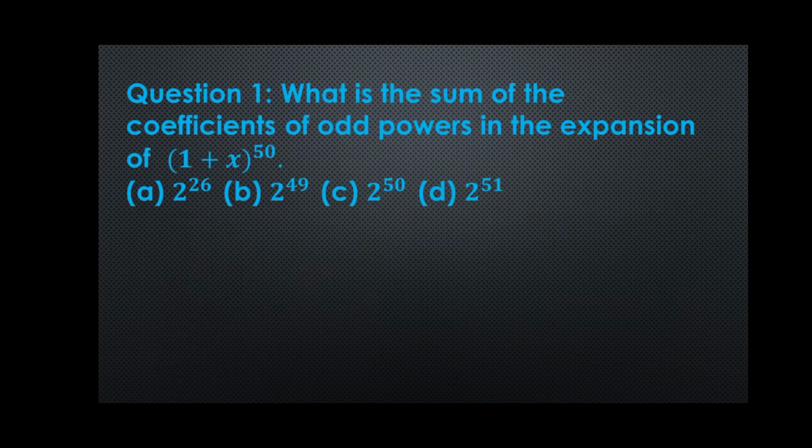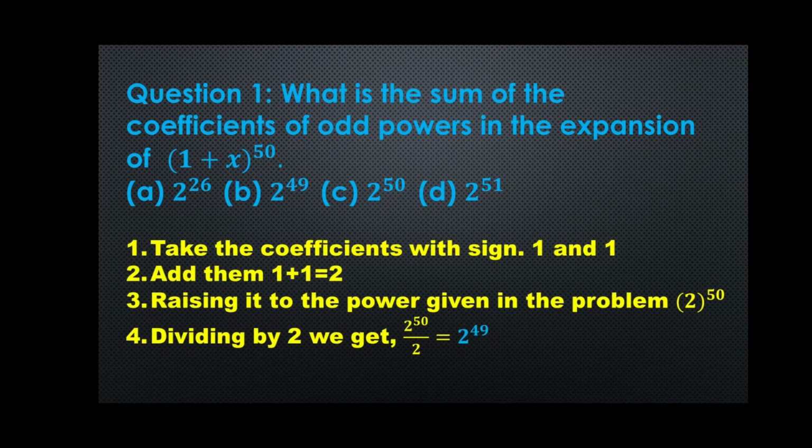For example, what is the sum of the coefficients of odd powers in the expansion of (1 + x)^50? Take the coefficients with sign, that is 1 and 1. Then add them. 1 plus 1 equal to 2. Raising it to the power, we will get 2^50. Dividing by 2, we get 2^50 divided by 2, which is 2^49.